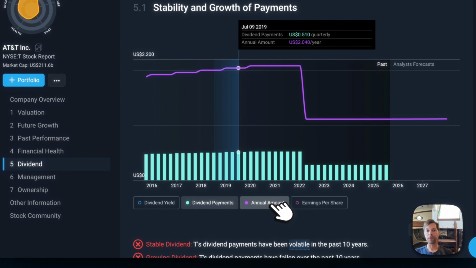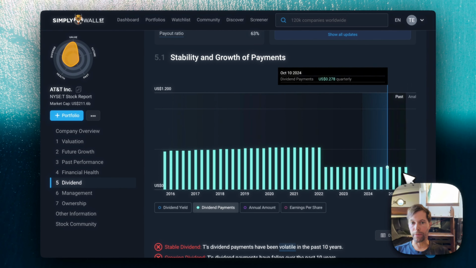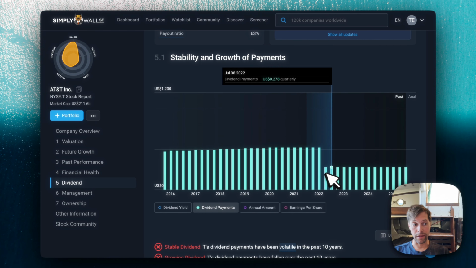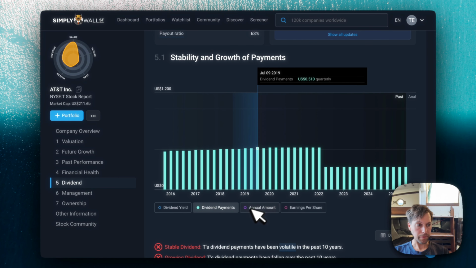If I switch off the annual amount for now, you'll see this is just the pure payments. This is just the reported payments. And of course, the payments were cut pretty much in half in 2022. You can see that there. But before that, they were actually increasing. You can see here the payments are slowly increasing, and then they got cut.